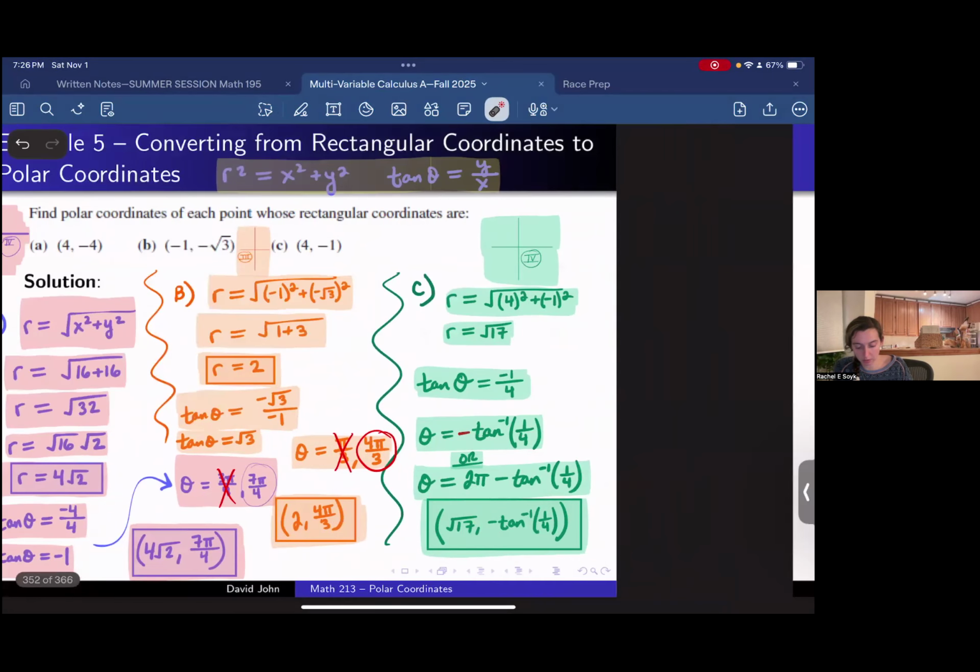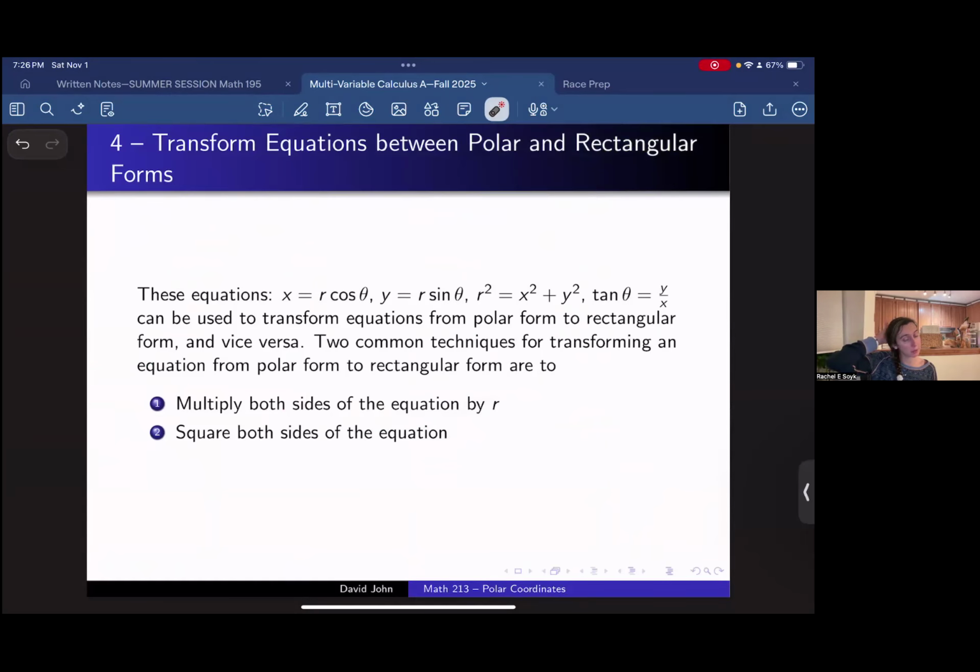Let's keep going. Now we're on to our 4th objective, being able to transform equations between polar and rectangular forms. Just to recap, x is equal to r cosine theta, y is equal to r sine theta, r squared is equal to x squared plus y squared, and tan theta is equal to y over x. These are the equations that we use to transform from rectangular to polar or polar to rectangular.